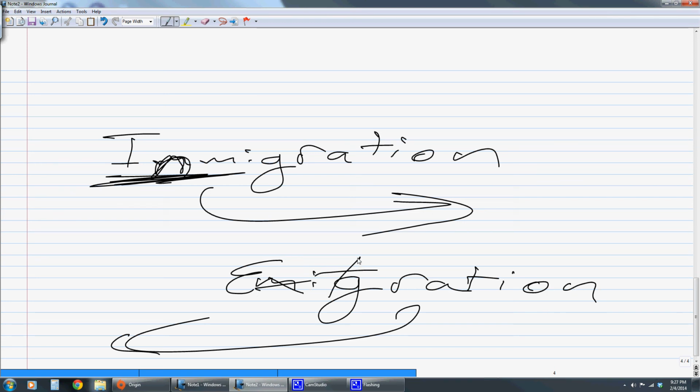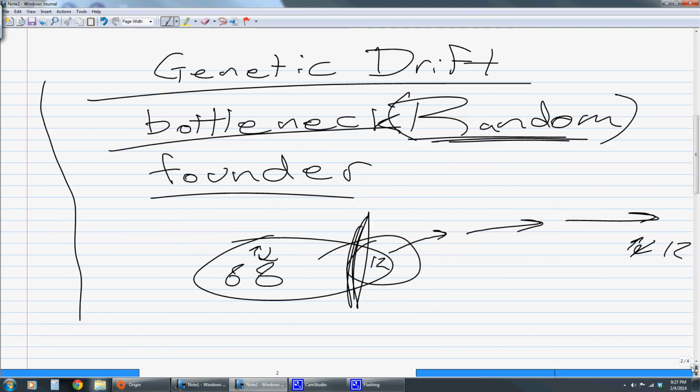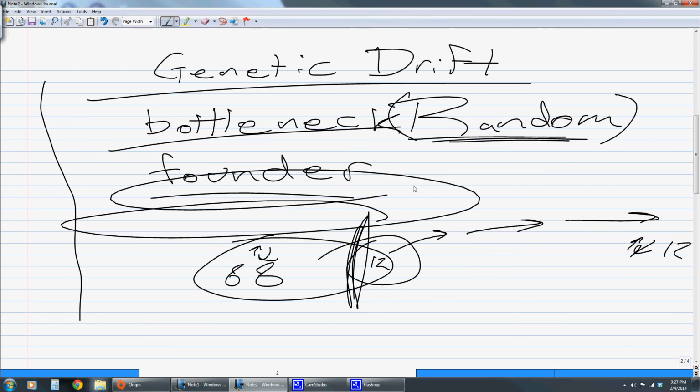So let's say we have our rats. Let's say like 10 new brown rats come in from a population nearby. When they come in, they're automatically going to change that allele frequency. They're going to change the percentage. If you have a whole bunch of them, like these 12 that left, it's very closely related to the founder effect.